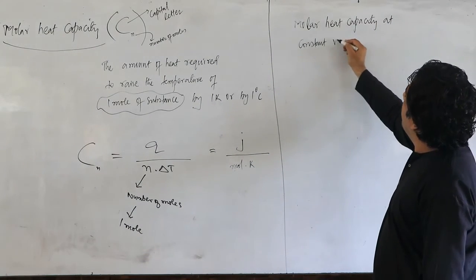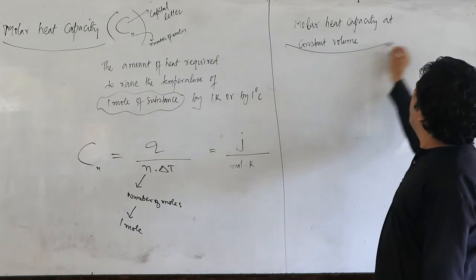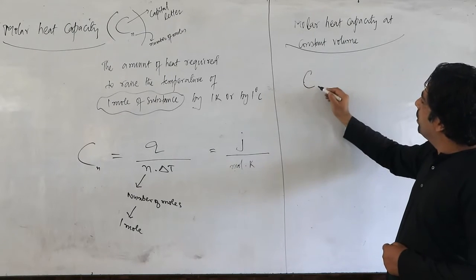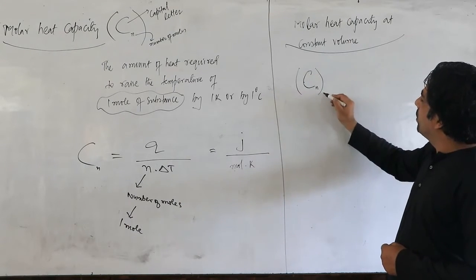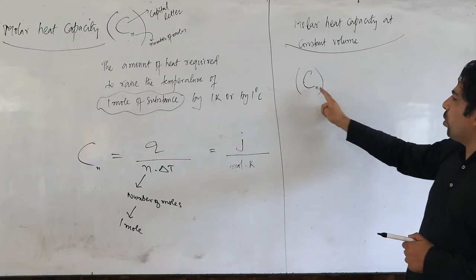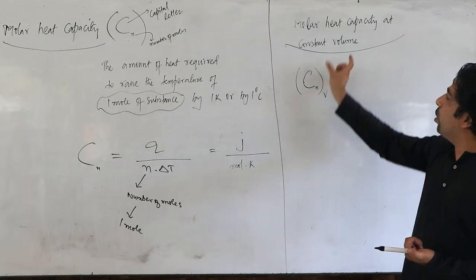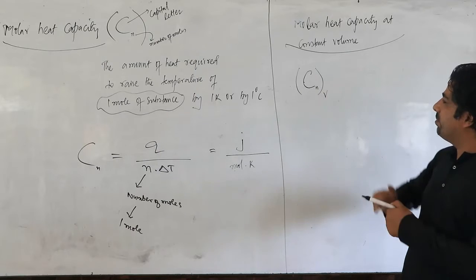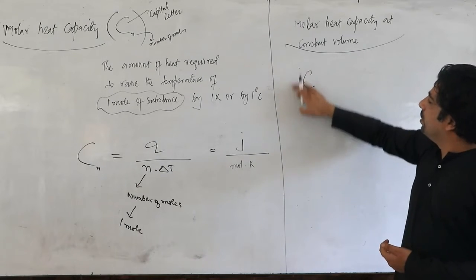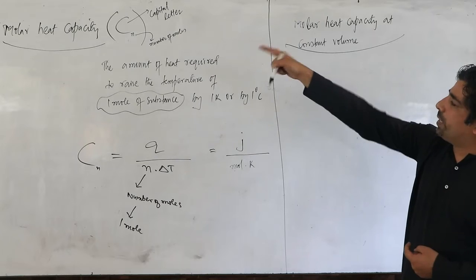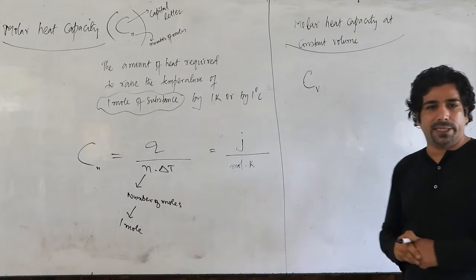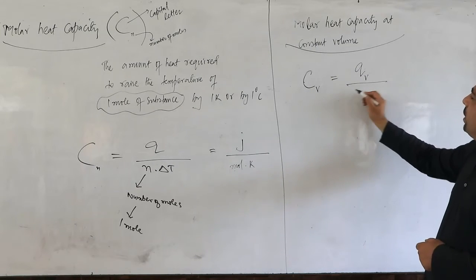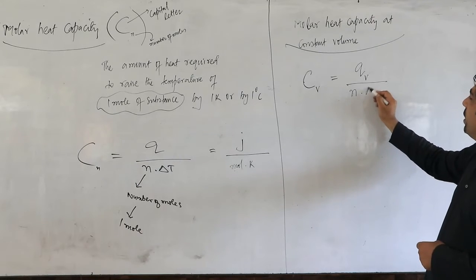Now let us take molar heat capacity at constant volume. So molar heat capacity at constant volume will be taken as C, n, let me mention here V. If you don't want to mention this n, that's also okay, because you already know that we are taking molar heat capacity at constant volume. You can write directly CV. So at constant volume, it will be equal to QV upon n, number of moles, which is equal to 1 basically here, delta T.